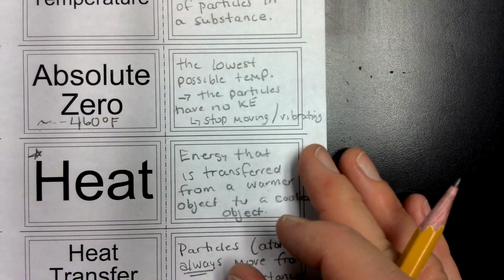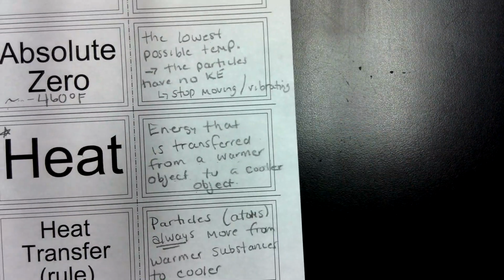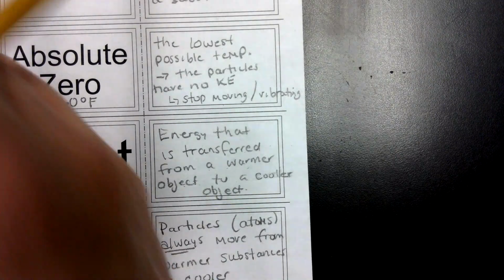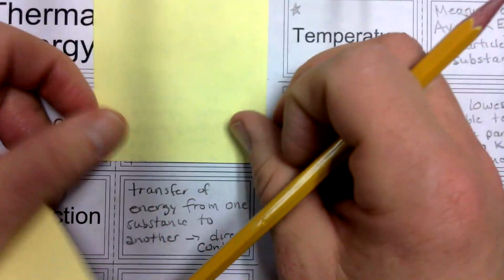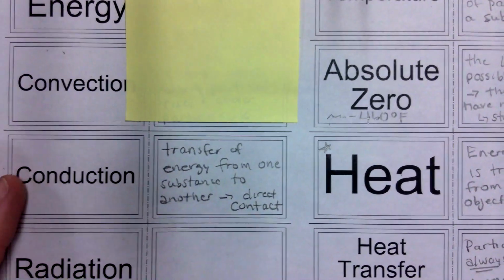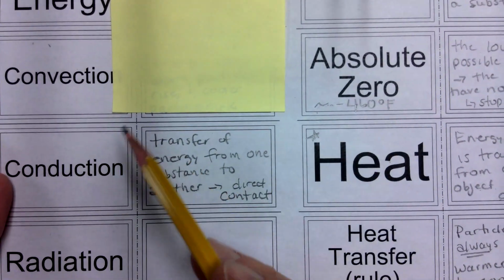All right, let's do the next three real quick. And before I do that, let me get a Post-it note because I want to do this one by one, and I don't want to copy the others real quick. And I'm going to read this to you. So let's talk about conduction, convection, and radiation.